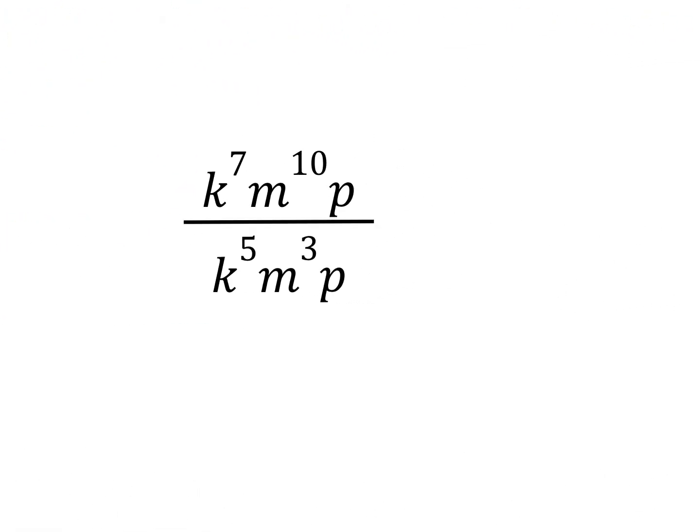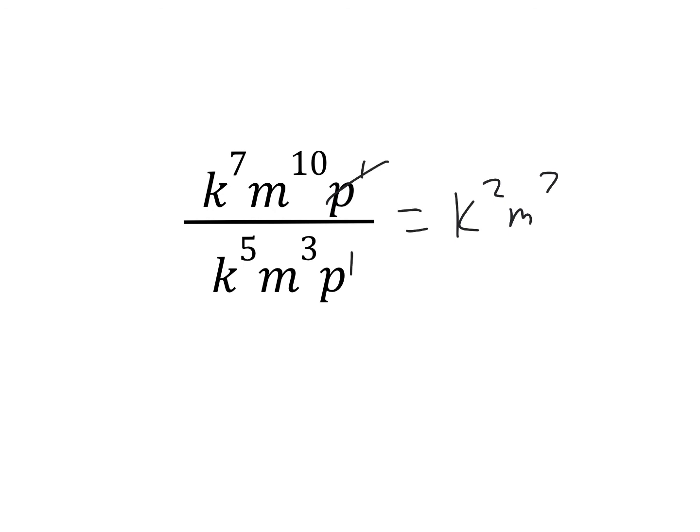Okay, last one here. We got k to the 7 over k to the 5, so that's k to the 7 minus 5, which equals 2, so k squared. M to the 10th over m to the 3rd, which will be m to the 7th. And that's p to the 1st over p to the 1st, so p to the 1 minus 1. That actually gives us 0. And any number to the 0 power is just 1, right?